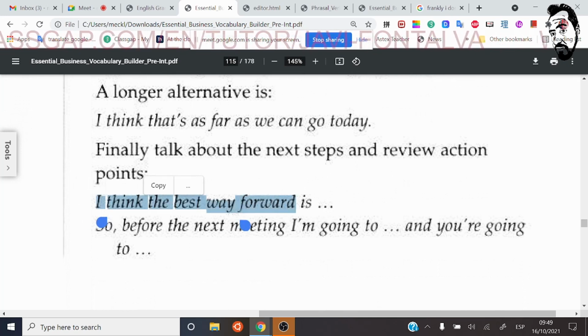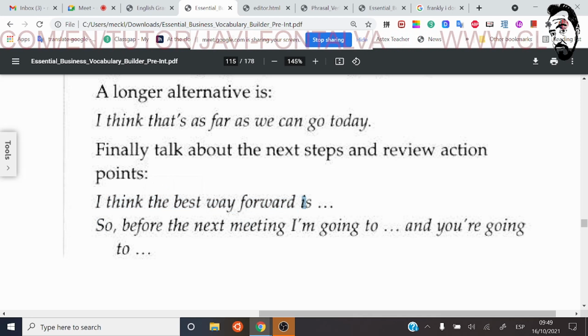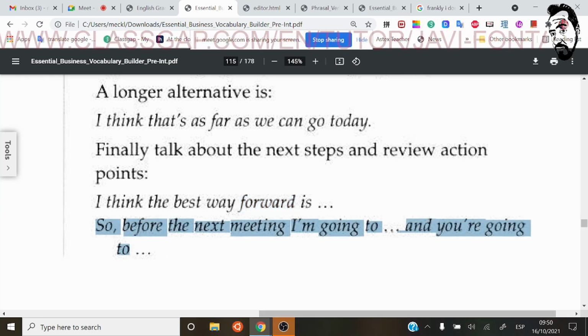Okay, I think the best way forward is. La mejor forma de tratar o de ir hacia adelante es. Forward. Forward significa hacia adelante. Pero reenviar también, to forward. Yeah, you're right. Reenviar, sí, también significa eso. The best way forward. So, the way forward es la mejor forma de afrontar algo, de ir hacia adelante. Literalmente significa el camino hacia adelante. So before the next meeting, I'm going to blah blah blah blah blah, and you are going to blah blah blah blah blah. Okay, easy. Yeah?